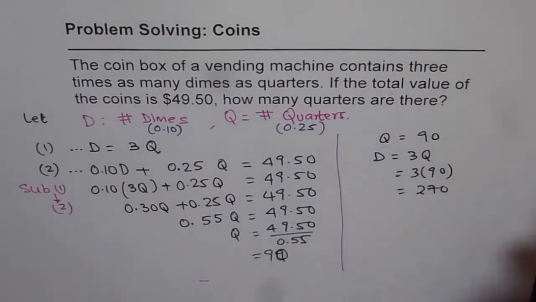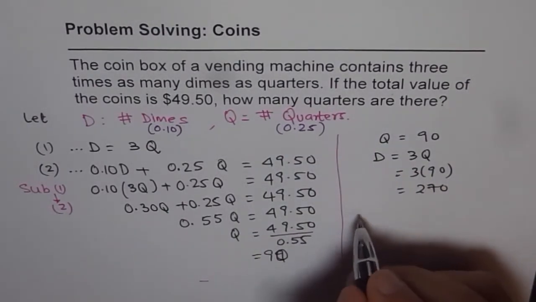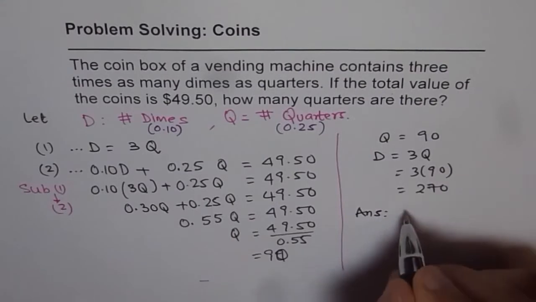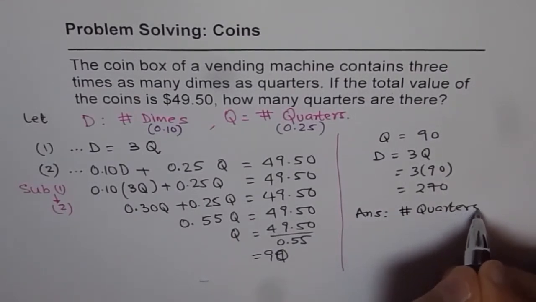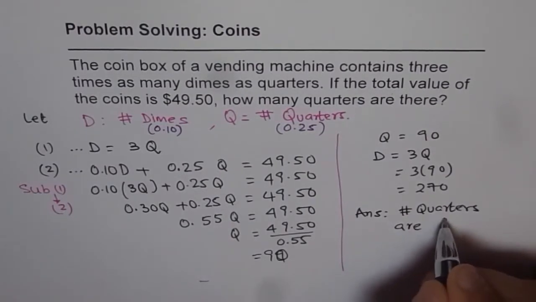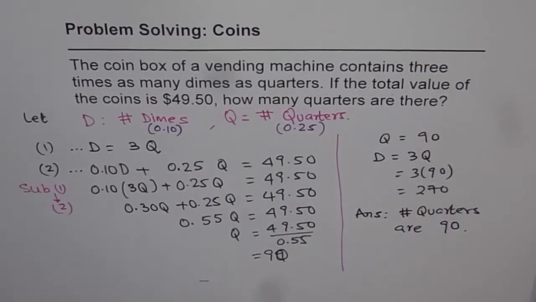So how many quarters are there? Well, the number of quarters is 90. So that is our answer. The number of quarters is 90. So that is how you can solve such questions.